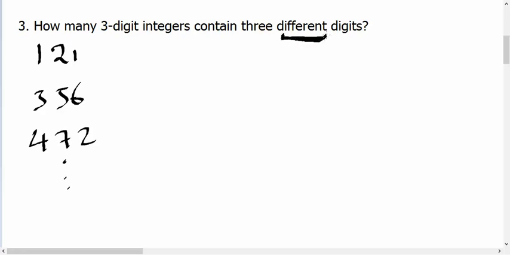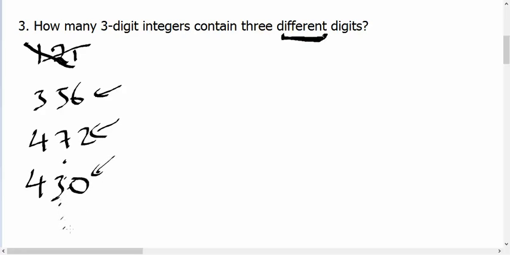Okay, so that's a bit of a constraint right there. 3 different digits. So, for example, 121 is not going to work because that has 2 of the same digit among its digits. 356, yeah, that works. 472, that works. I don't know, 430, that works as well, etc. So once again, I could just with pencil and paper start scribbling away and trying to count every single 3-digit integer that has 3 different digits, and I'd probably get to my answer at some point, but that might not be the quickest approach.